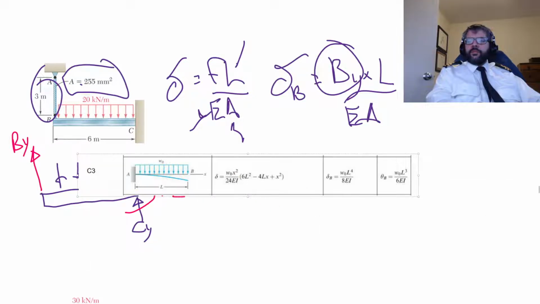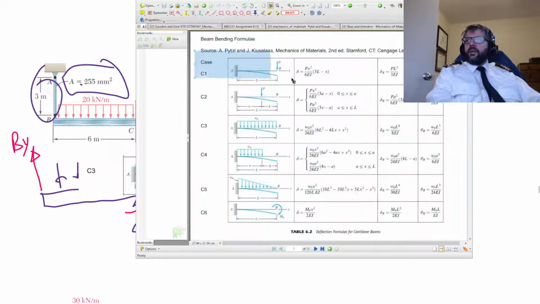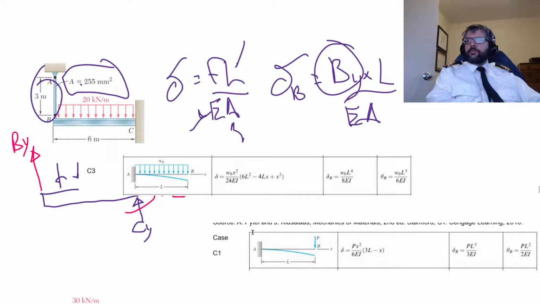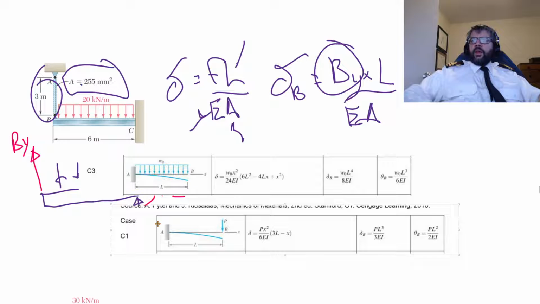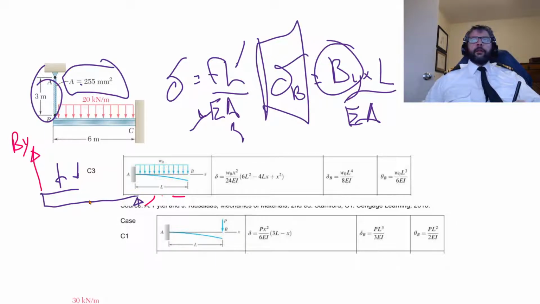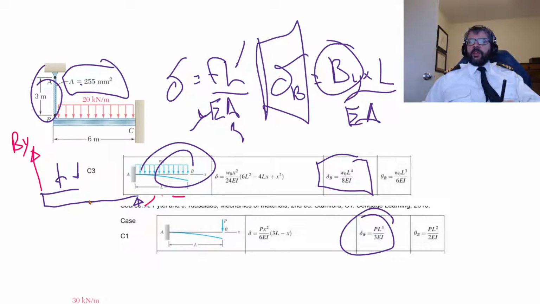We'll use that one. And we'll use this one. And then essentially, the total displacement at B is going to be equal to the displacement at B for this plus the displacement at B for this. And again, keeping in mind they're acting in opposite directions.